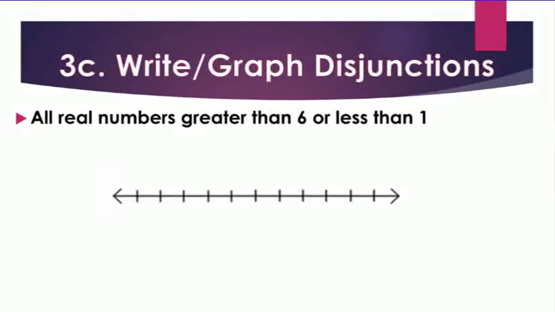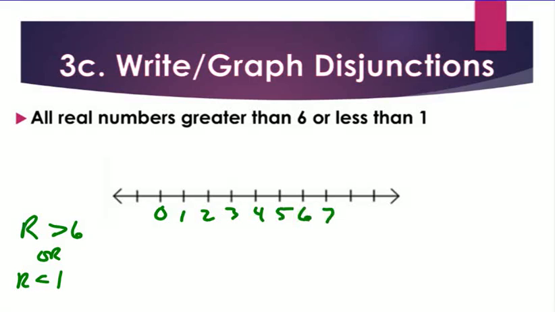Next one, all real numbers greater than 6, or all real numbers less than 1. So let's do 0, 1, 2, 3, 4, 5, 6, 7. Fill open circle on 6, open circle on 1, greater than 6, less than 1.